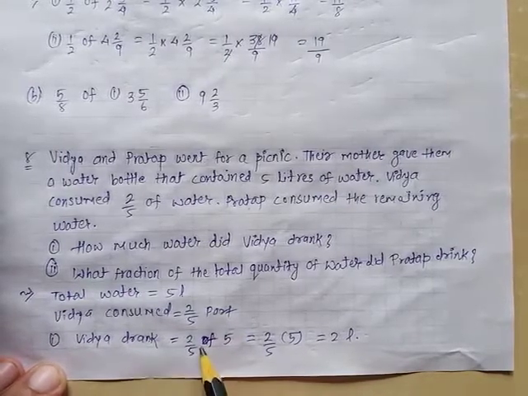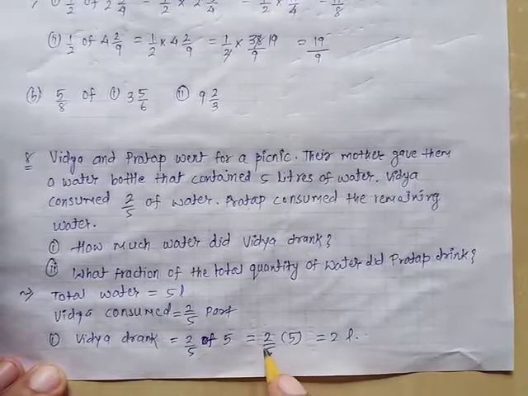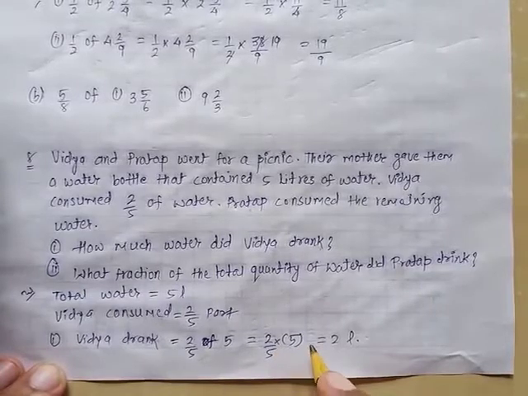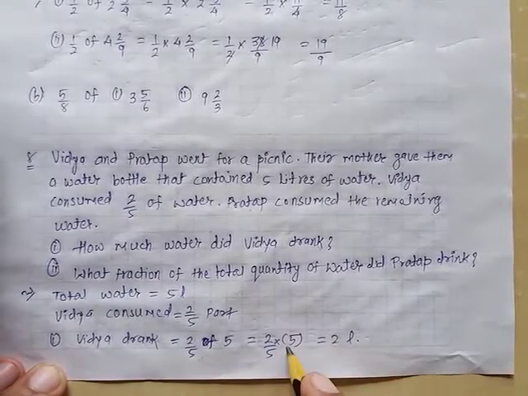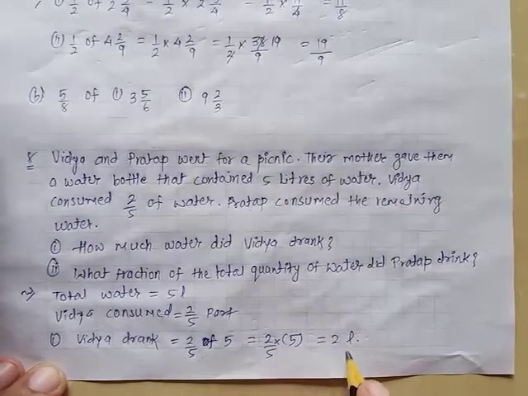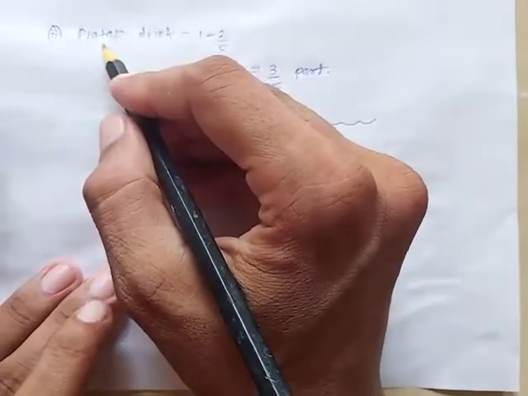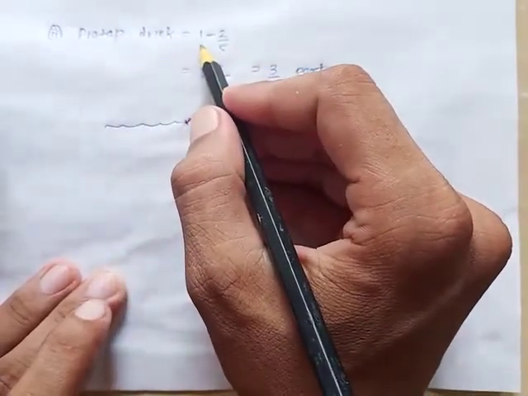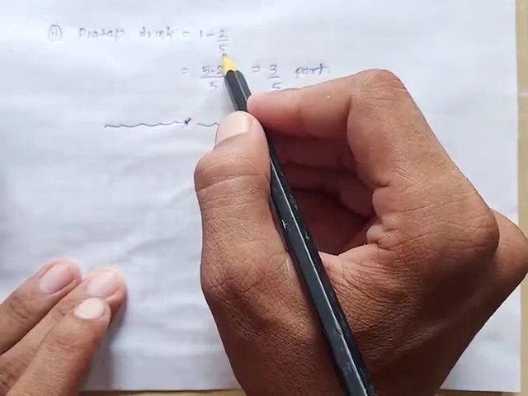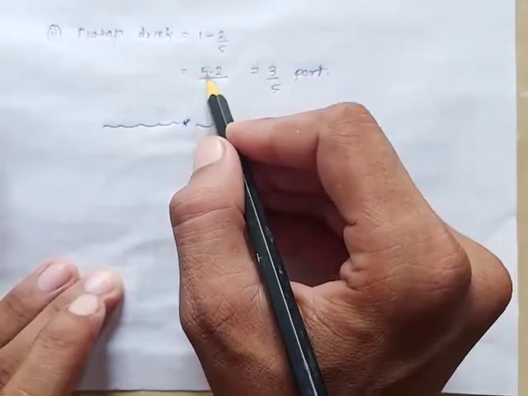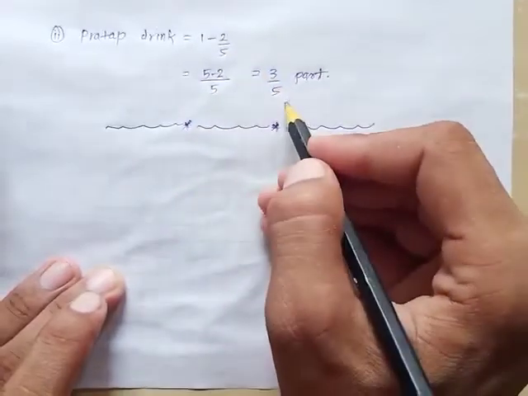Vidya drank 2/5 part of 5. So we can write it 2/5 into 5. You can use the multiplication sign here or only write 5 in brackets. 5 should be cancelled here. So the answer is 2 liters. Now what about the Pratap? Pratap drank 1 minus 2 part of 5, means 1 minus 2/5, it becomes 5 minus 2, 5 minus 2 is equal to 3/5 part.